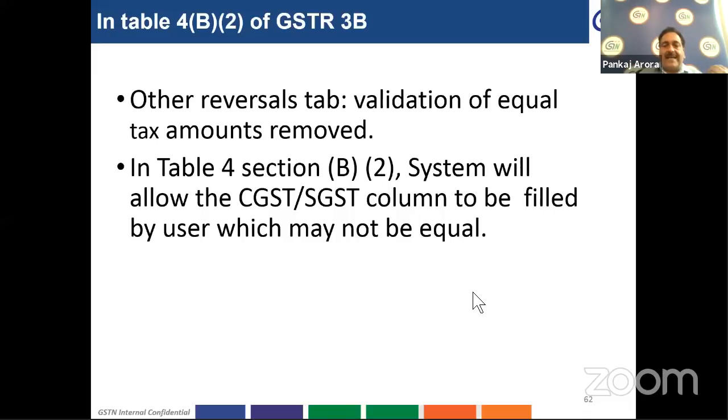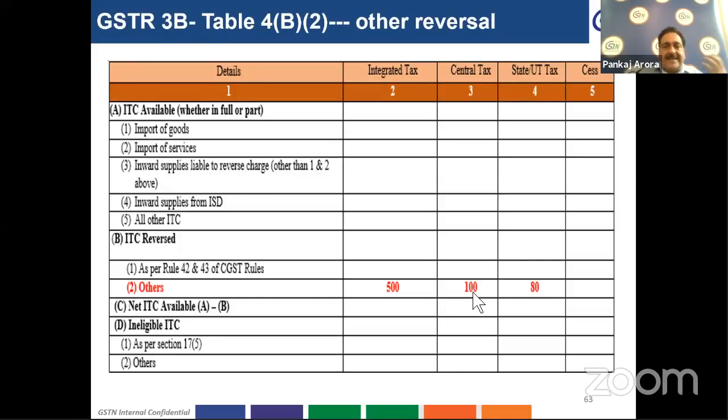Suppose while entering the Trans 1 reversal, a certain excess amount or wrong amount has been availed, now it can be indicated accordingly, and the validation has been removed while entering the information in table 4B2, which indicates the reversal on other counts.